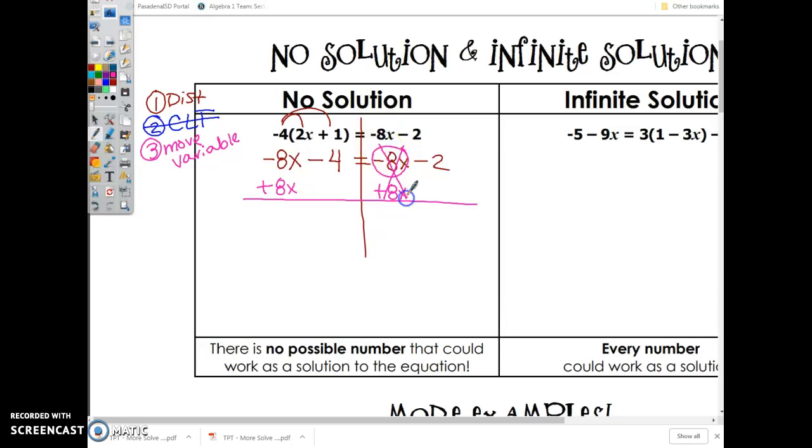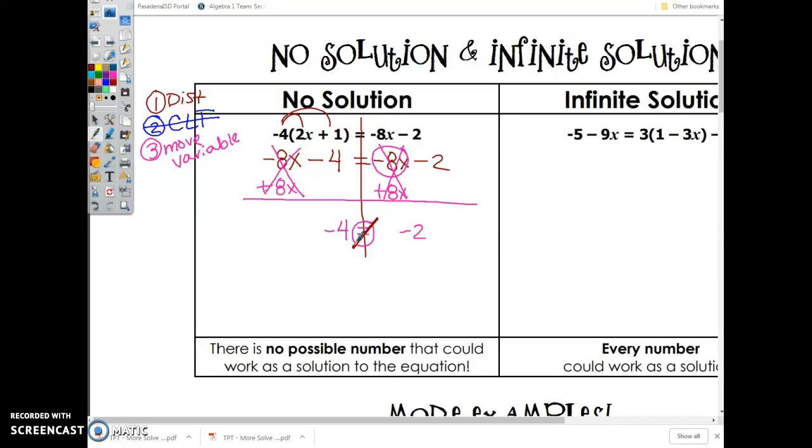Okay, I want this one to cancel. That's why I added. But what happens to this one? It also cancels, right? Because -8x plus 8x goes away. So then what am I left with? -4 equals -2. Are these two numbers the same? So why does it say that they equal each other if they're not the same? Is this a true statement? This is not a true statement. Therefore, it is no solution.